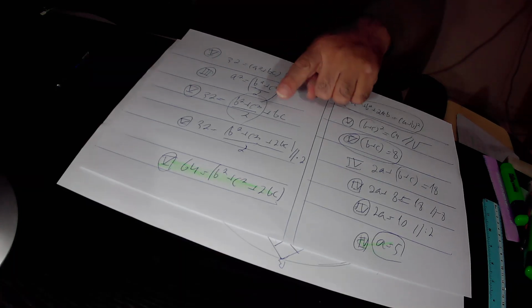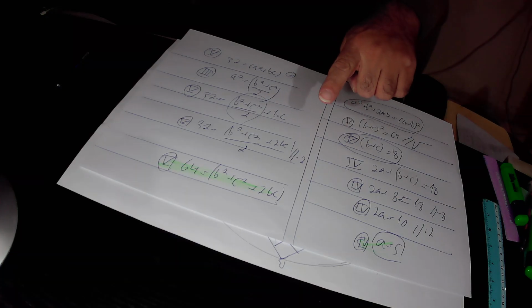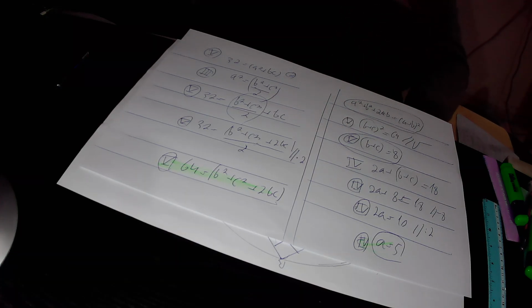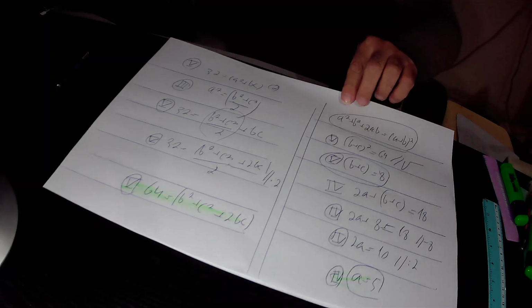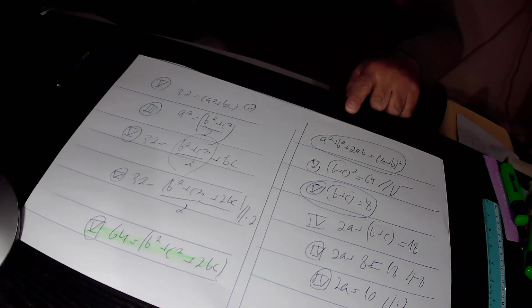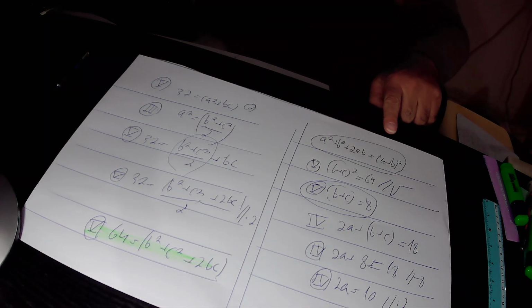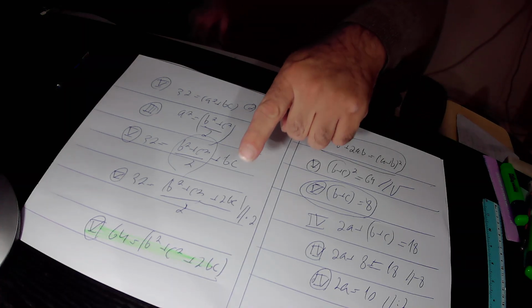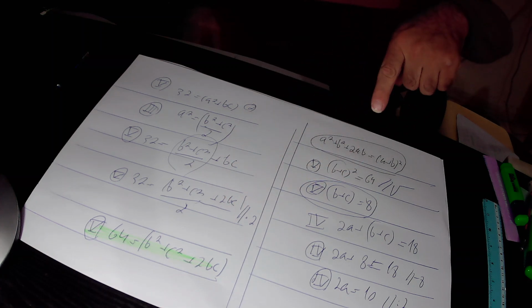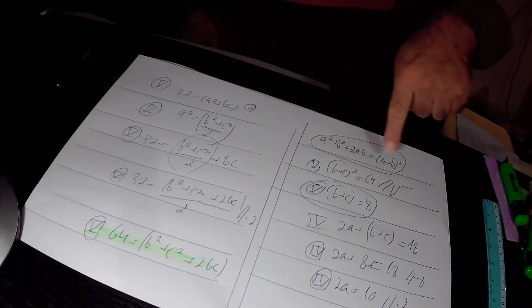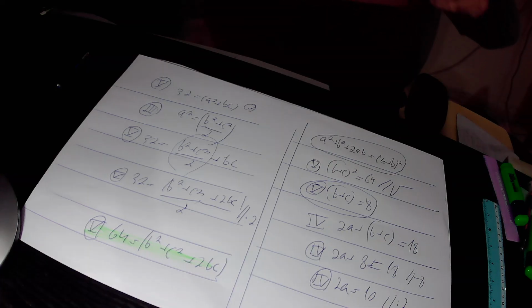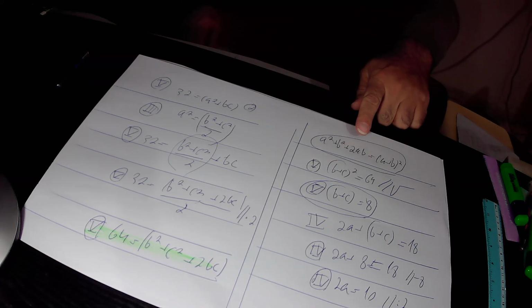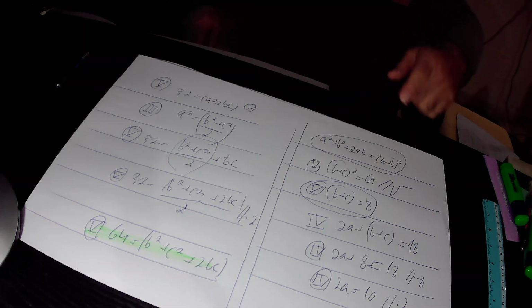Again, 64 equals B squared plus C squared plus 2 times B times C. Here we use the algebraic identity that says A squared plus B squared plus 2 times A times B equals A plus B squared. According to this algebraic identity, we get that B squared plus C squared plus 2 times B times C equals B plus C squared, and it is equal to 64. So in total, we found out that B plus C squared equals 64.